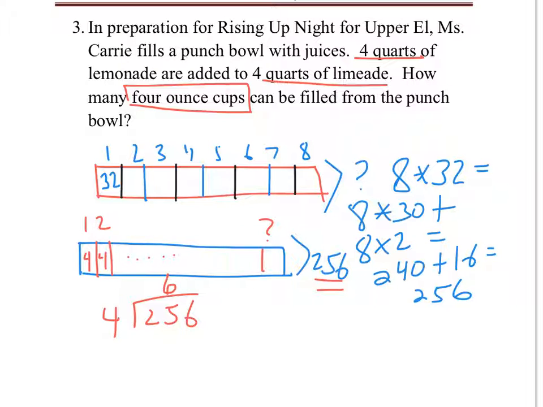So we can share out 6, 1 left, 16, so 64. So we were able to share out 64. So we have 64 4-ounce cups that we can get.